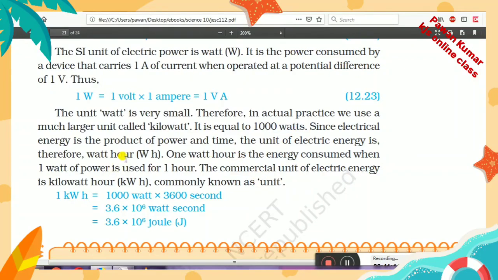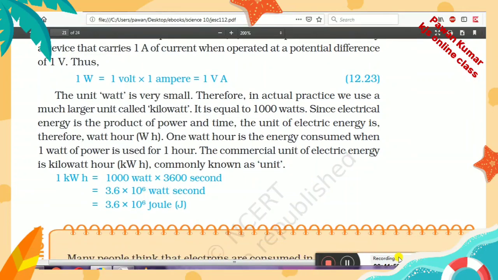Now children, there is one more thing given here. It is about electrical energy. Electrical energy is the product of power and time. This is the definition of electrical energy. The unit of electrical energy is watt hour, or rather than watt hour, you say 1 kilowatt hour. Its symbol is kWh, and this kilowatt hour is known as the unit.